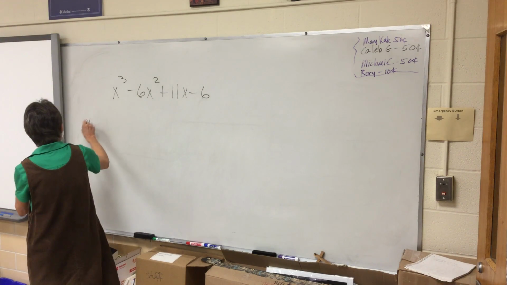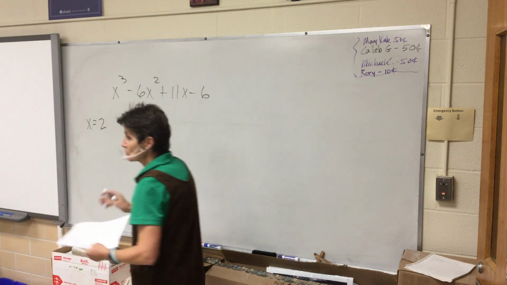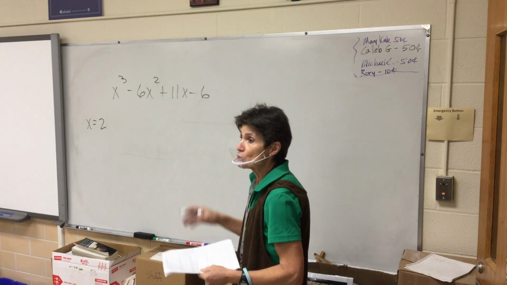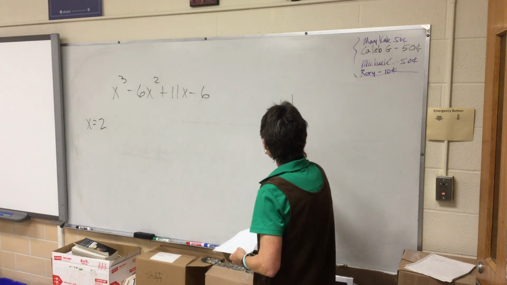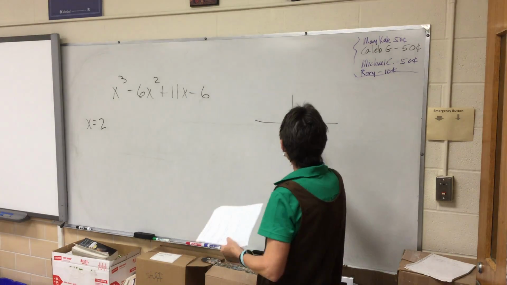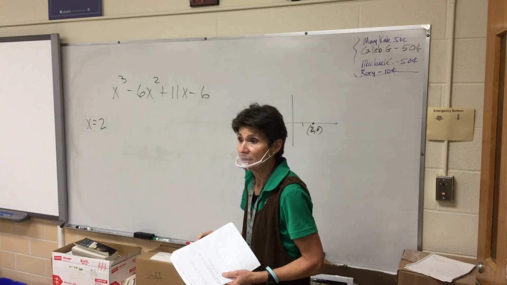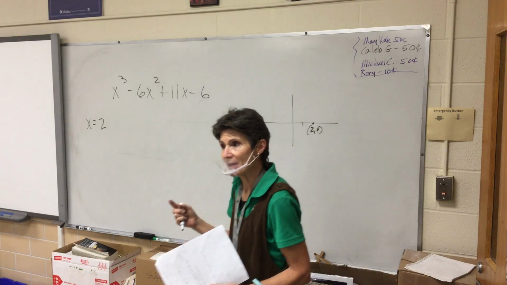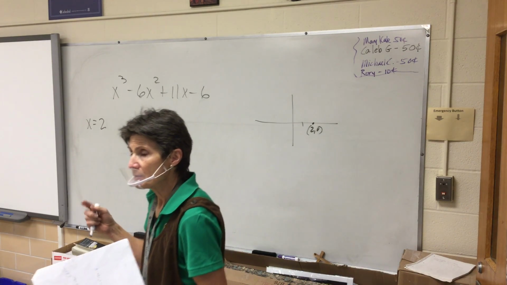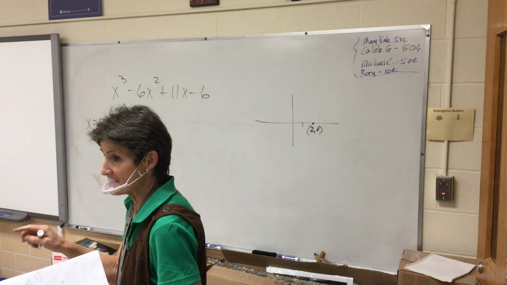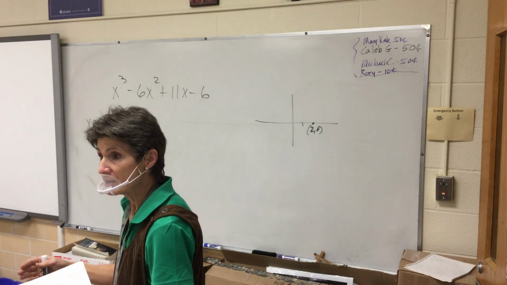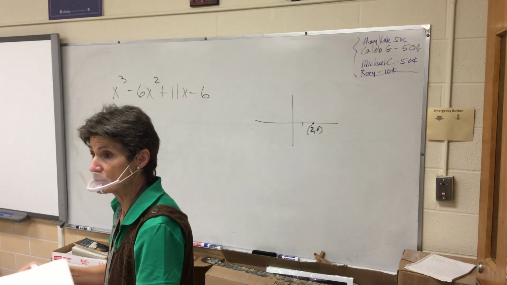I told you that x equals 2 is one of the zeros. So in other words, I already know, if I'm graphing it, and I'm not, but I already know that one of my intercepts is at 2. So think about that for a second. You don't have to guess to get going. You know one of the zeros is 2.